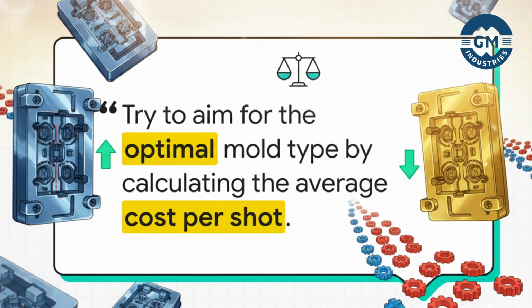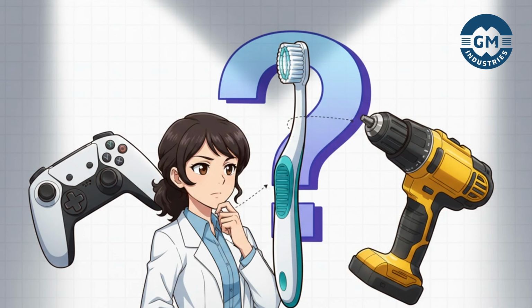So the key here isn't just looking at the initial price tag. The smart way to do it is to calculate the cost per part. Yeah, a steel mold might seem expensive at first, but if you're going to produce millions of units, that big upfront cost, when it's spread out, can make each individual part way cheaper than if you'd used a less durable aluminum mold.